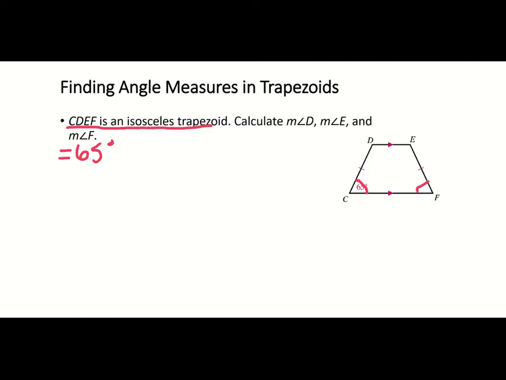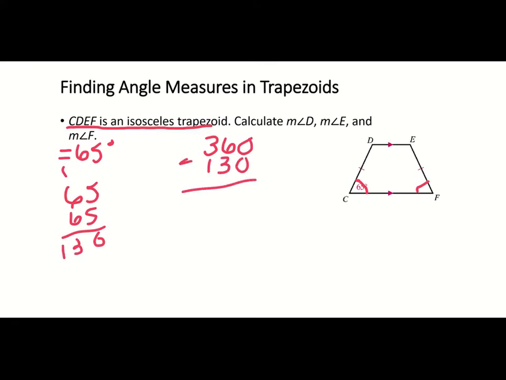And remember, I do know that quadrilaterals always add up to 360 degrees. So I'm going to take my 360 and I can subtract. If I do 65 plus 65, we should end up with 130. So I'll subtract 130, and I get 230 left. And that means that D and E together are going to equal 230.